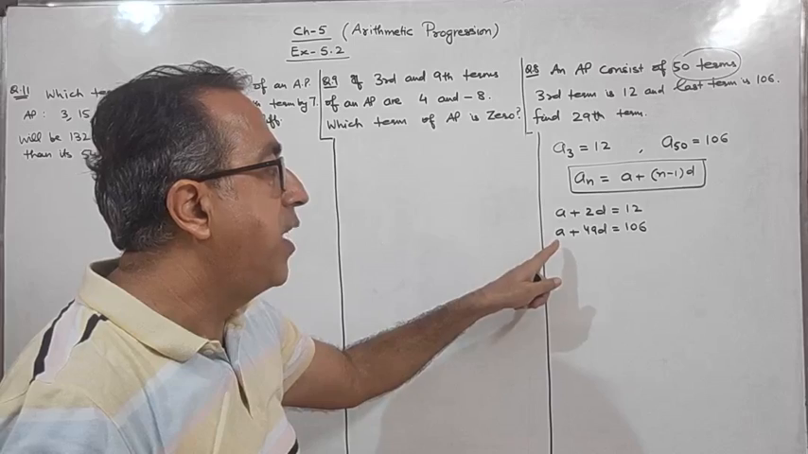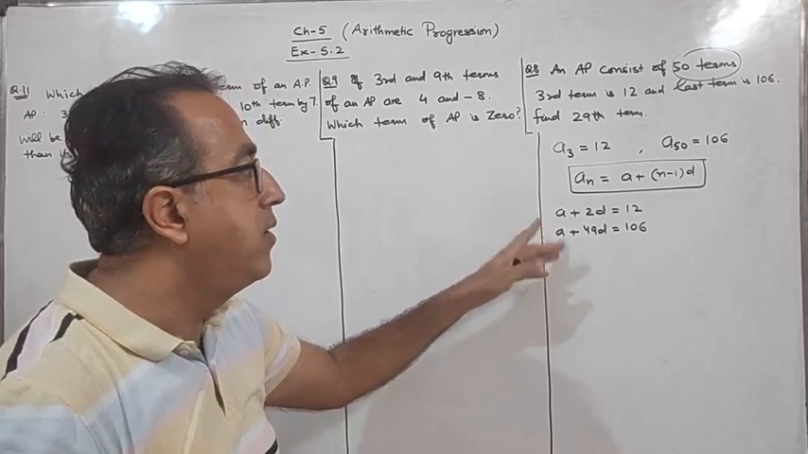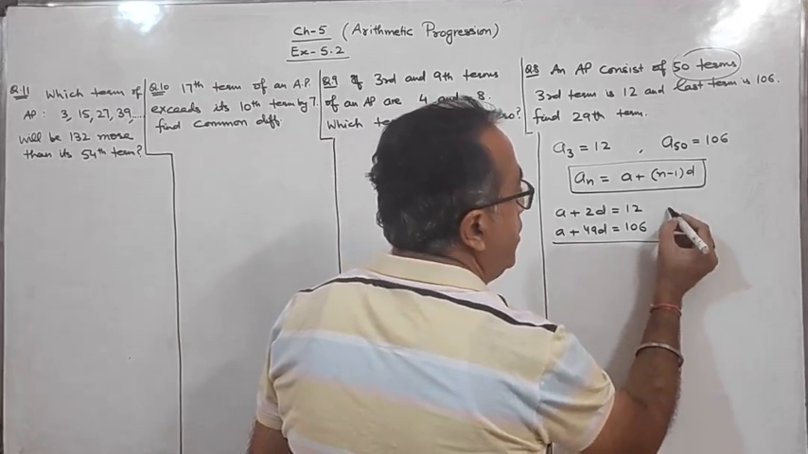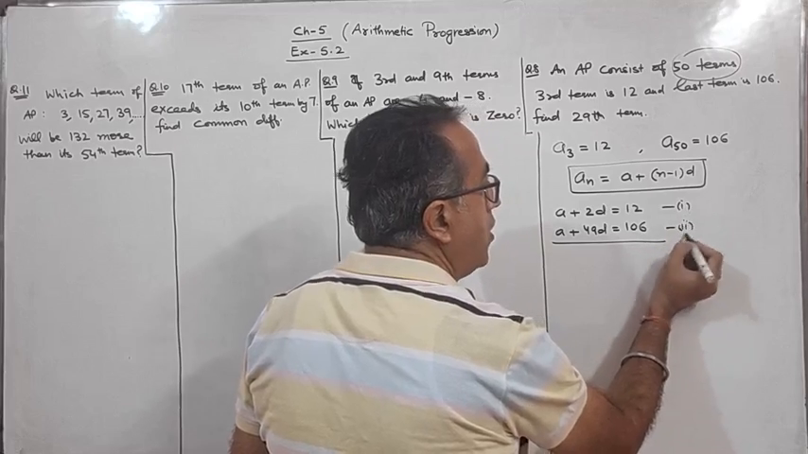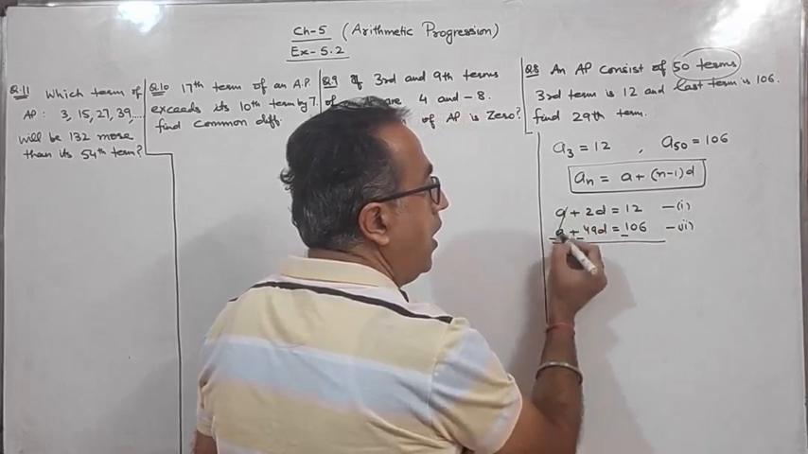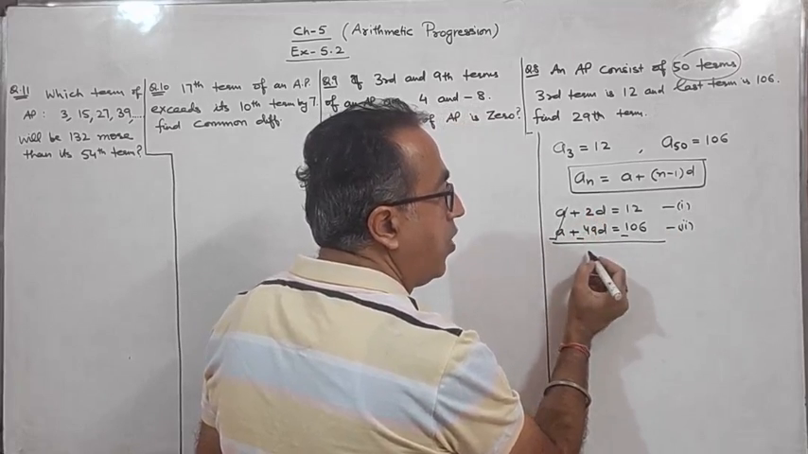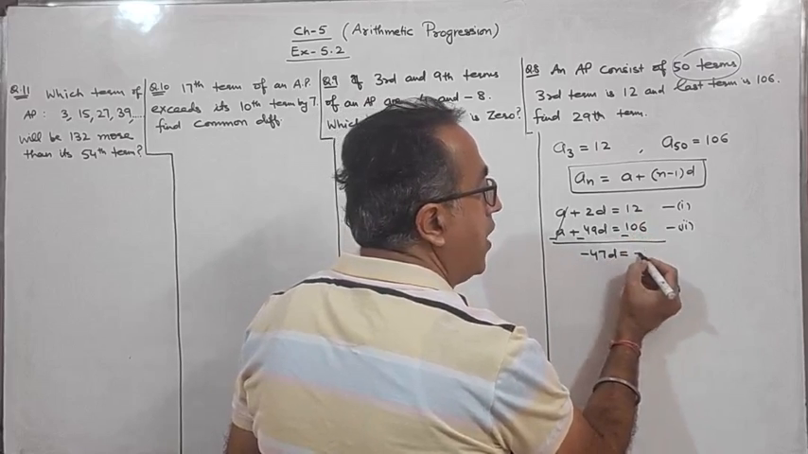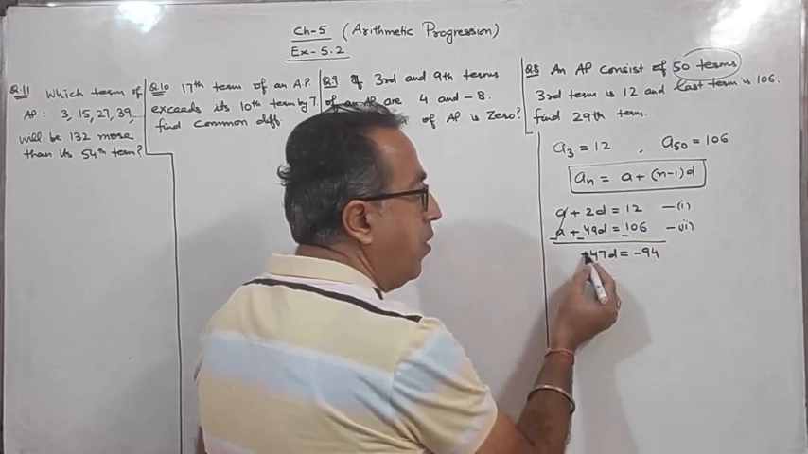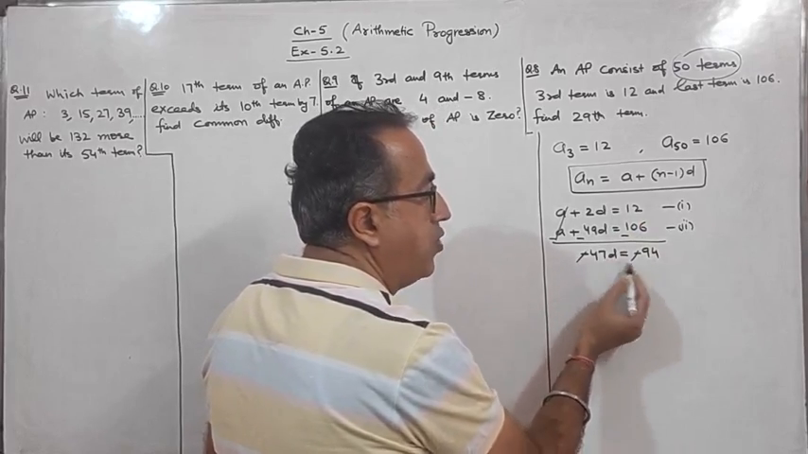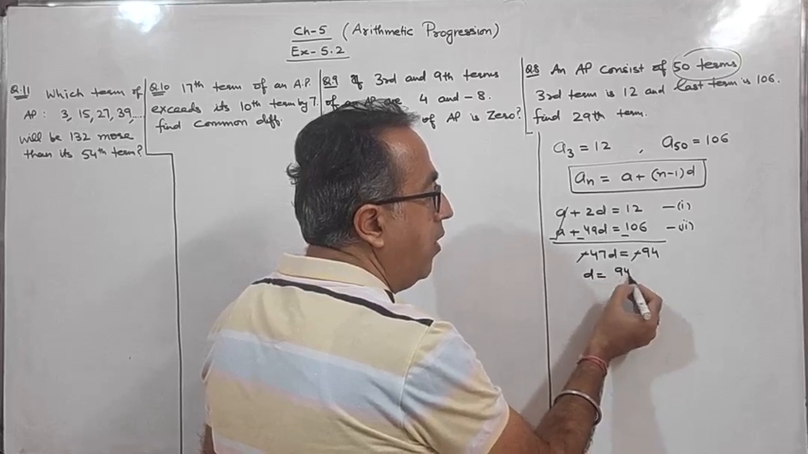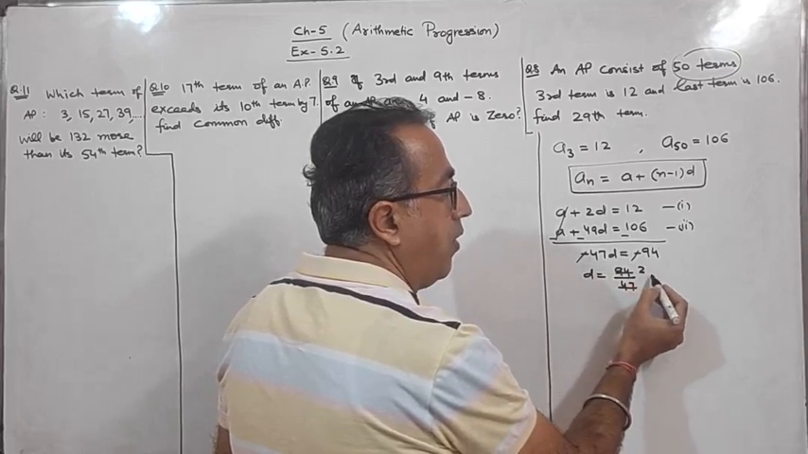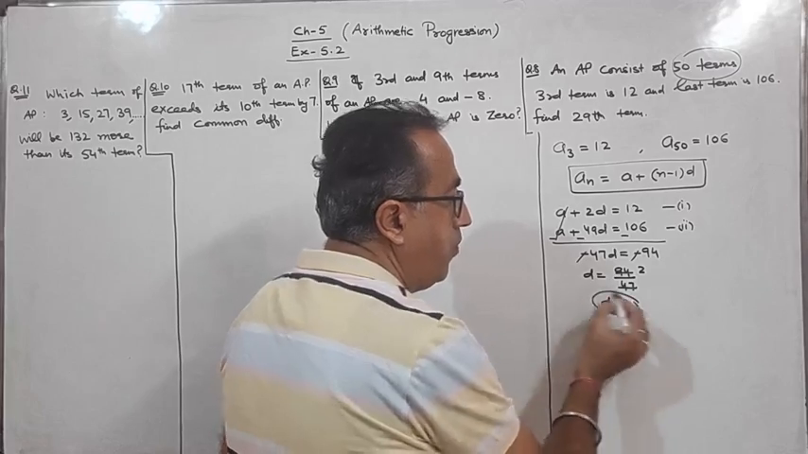Because the coefficient of a is the same, we use the elimination method. Just subtract, then change the sign. This is the first equation, this is the second equation. Subtract, change the sign, a gets cancelled, 2d minus 49d is minus 47d, 12 minus 106 is minus 94. Minus to minus you can cancel, shift this 47 to the right hand side, 94 upon 47, 47 twos are 94, therefore d is 2.